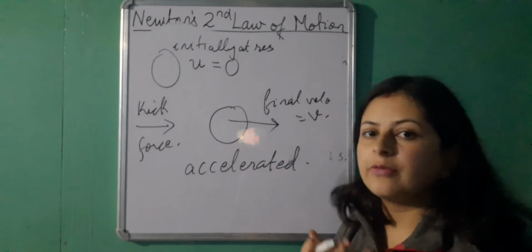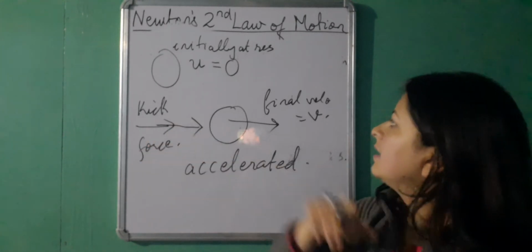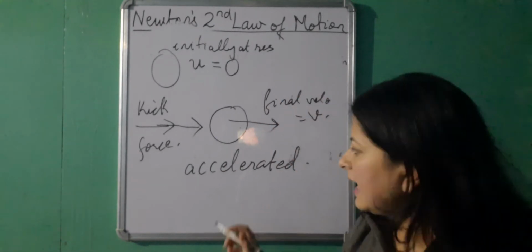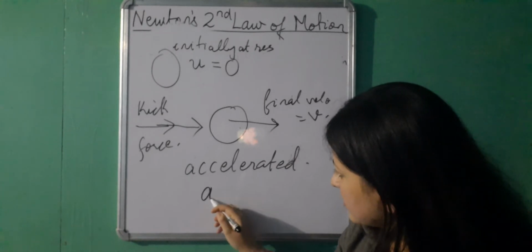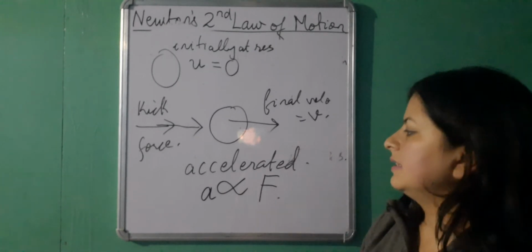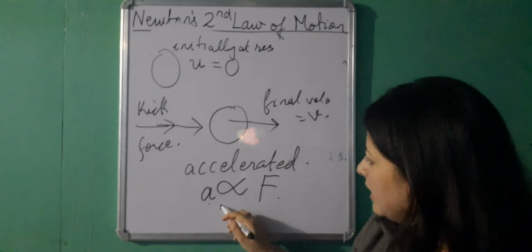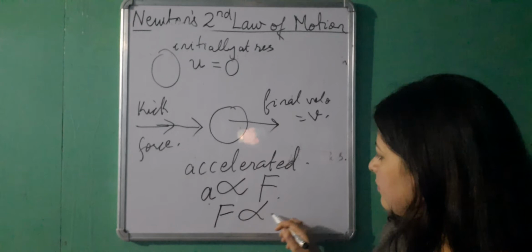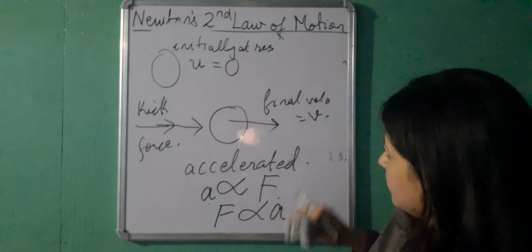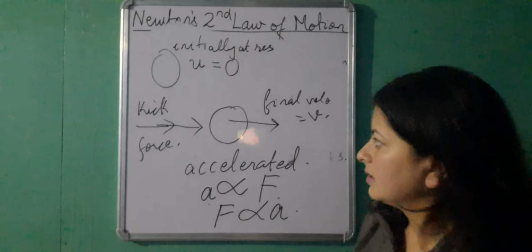So, you apply a force on a body, acceleration will occur. You kick it with more force, the final velocity will be even higher. That means acceleration will be even higher. It means that acceleration is directly proportional to the applied force. This is how we state Newton's second law mathematically. Or we can say force is directly proportional to acceleration. So this is what happens when you apply force on a body. The body will accelerate.